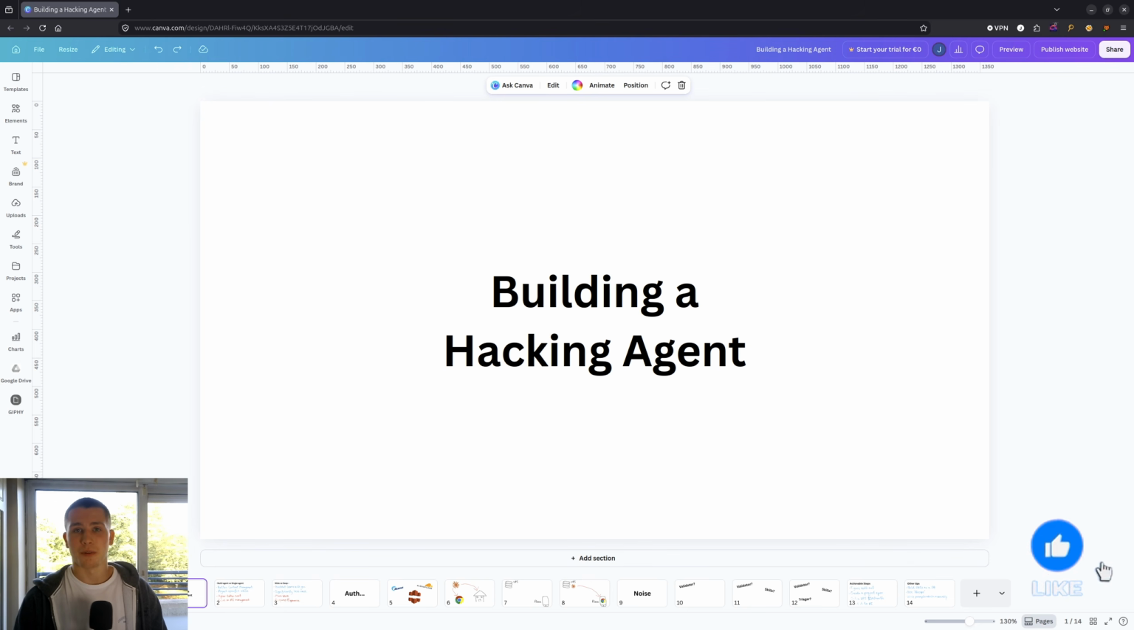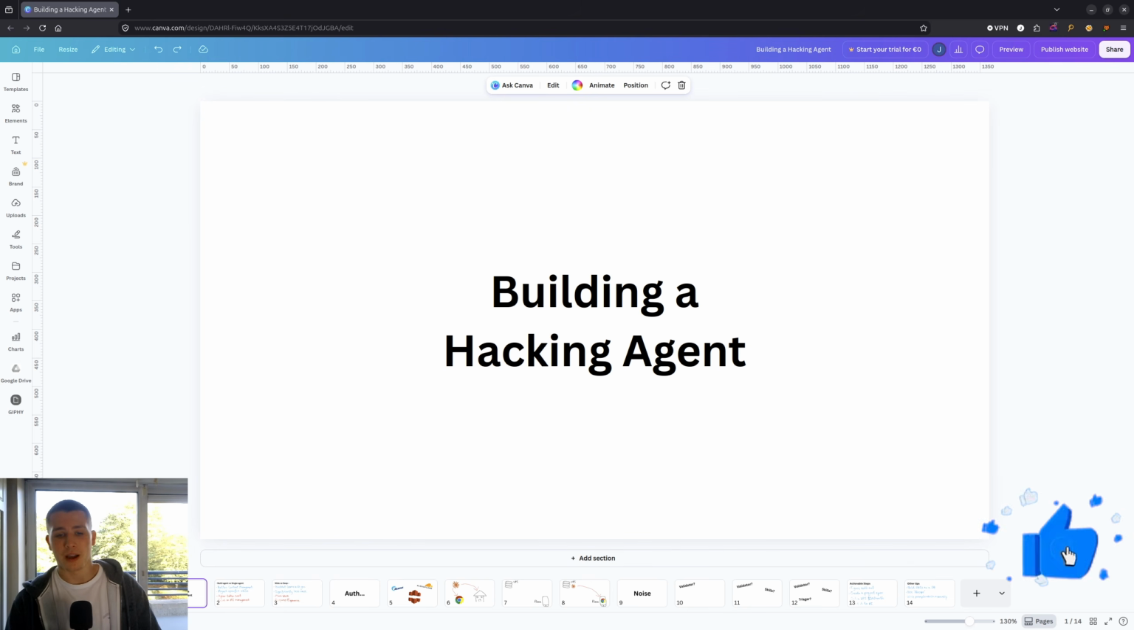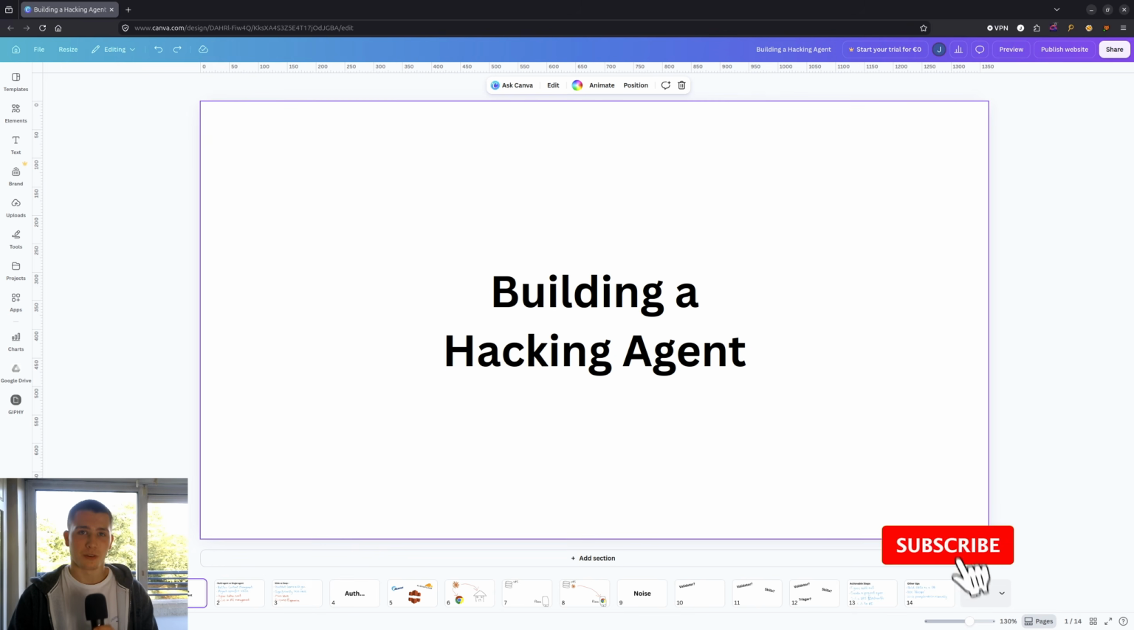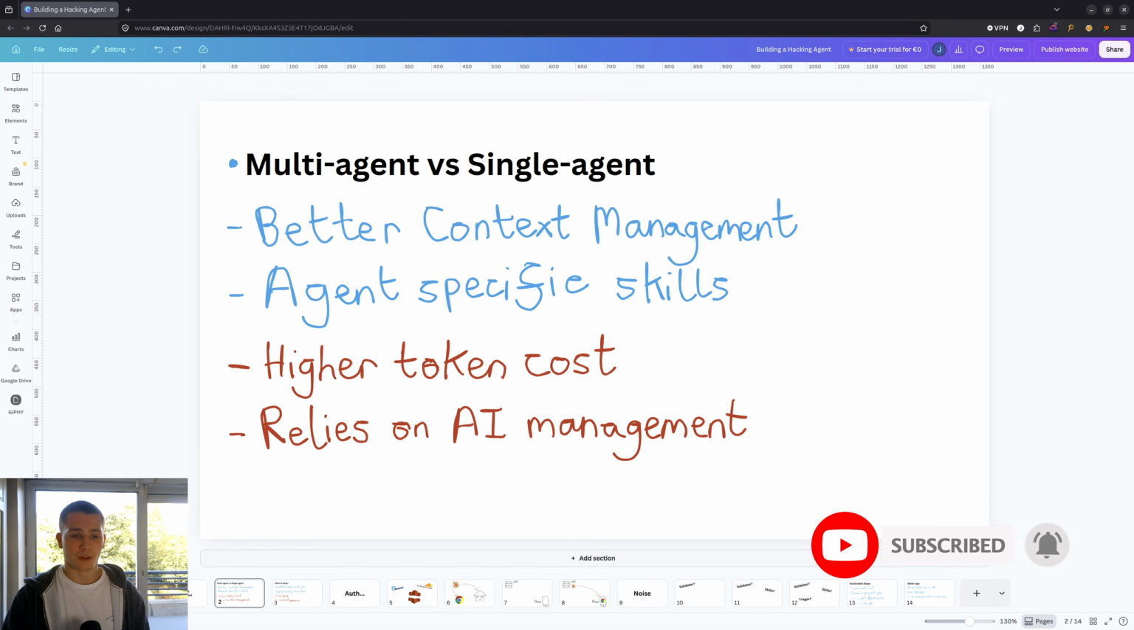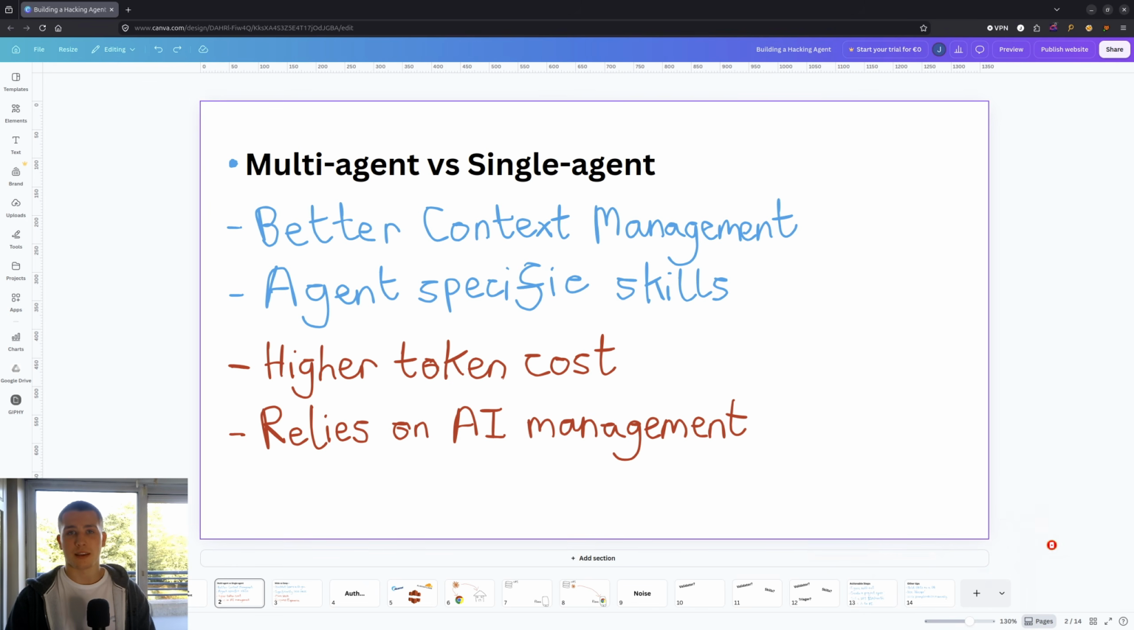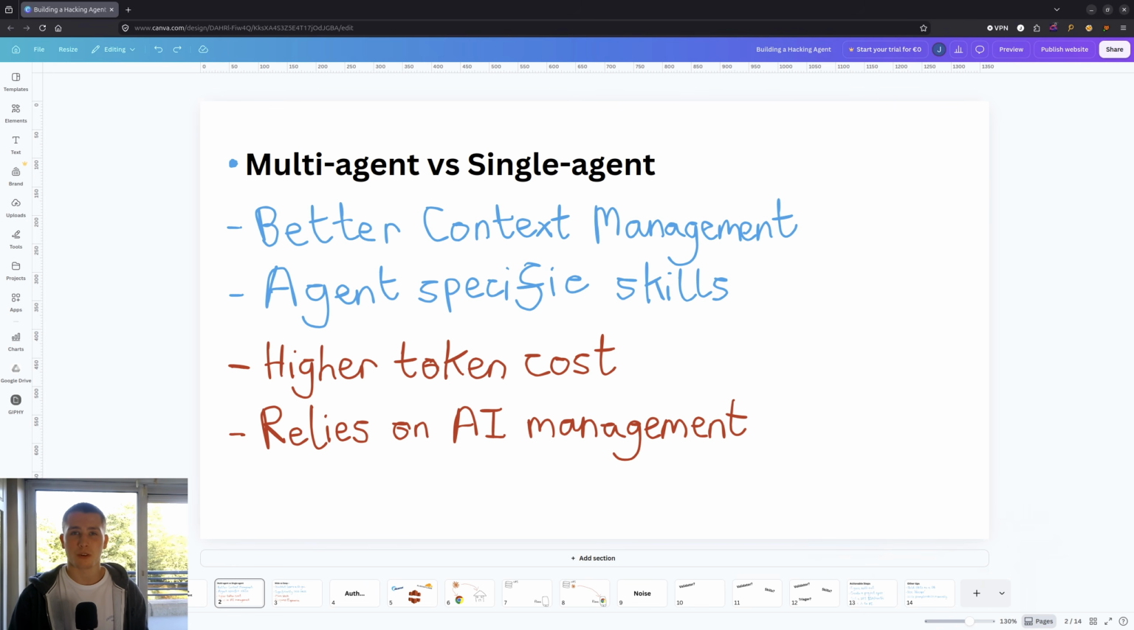Anyway, we're going to get into building your own hacking agent today. Something that's super interesting, obviously very on topic now with all the security stuff going on. In terms of building a hacking agent, there are two main debates going on right now. The main debate is between whether to have a multi-agent hacking system, or one single agent that has a lot of skills and a lot of tailored abilities.